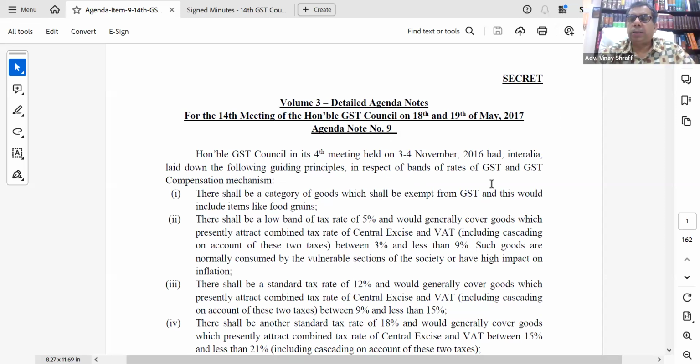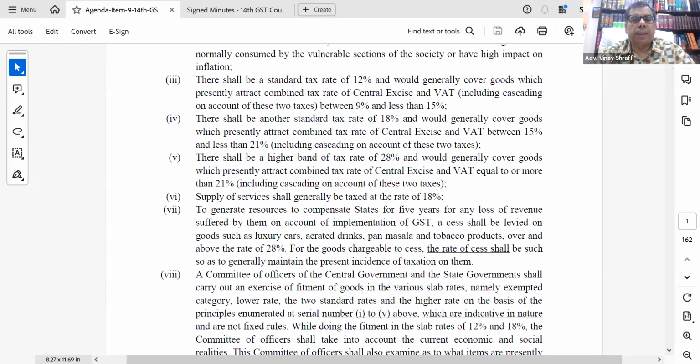So I'm sharing with you the screen of the agenda note number 9 of the 14th GST Council meeting, which is the most crucial meeting to decide the rate of tax applicable to the various items. It decided that there will be a lowest band rate of 5%, standard rate of 12 and 18%, and higher band rate of 28%. And it was also decided that supply of services shall be generally taxed at the rate of 18%.